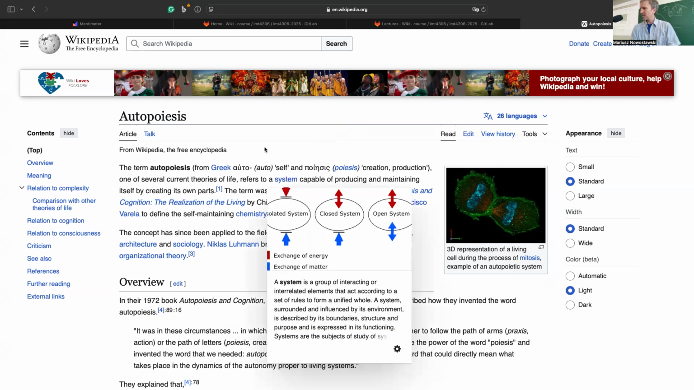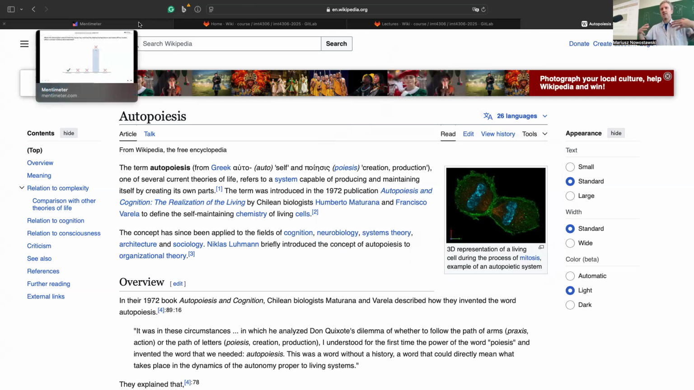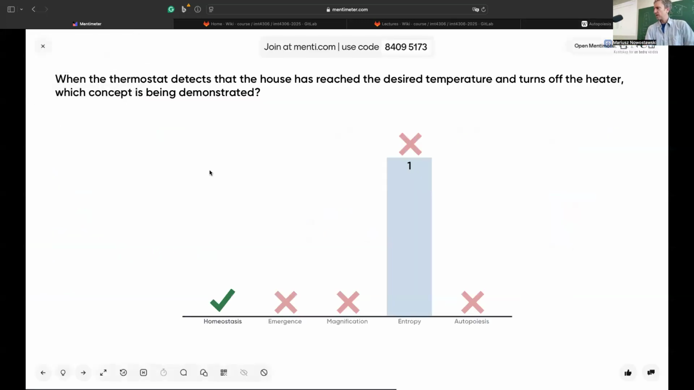So auto means self, and poiesis means create. So self-producing, right? So they have to maintain themselves and be in equilibrium and kind of support. You can have some byproducts, of course. So if you have certain energy being released because of the cycles, then that's fine as well.